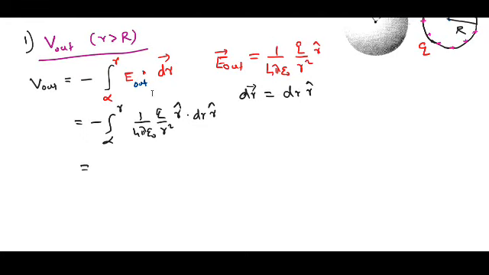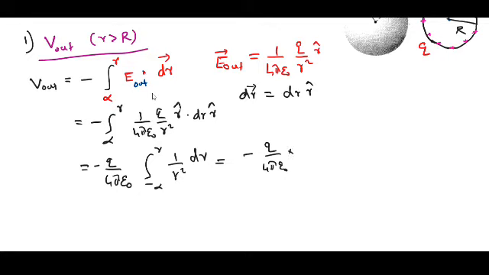Okay, after taking the constant outside, q by 4 pi epsilon 0, minus infinity to the point r, 1 by r square dr. Then, integrating, here the minus sign is there: minus of q by 4 pi epsilon 0 into integration of minus 1 by r square, that will be minus 1 by r, infinity to the point r. So here this minus also goes and becomes plus.